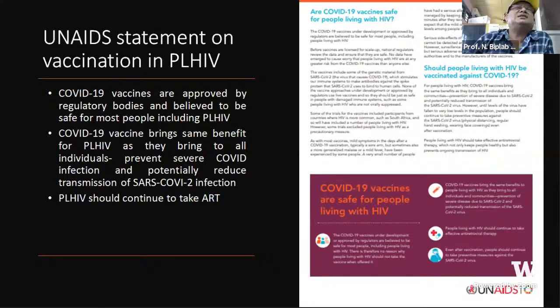Now, what is the stand of UNAIDS for vaccination in PLHIV? COVID-19 vaccines are approved by the regulatory bodies and believed to be safe for most people, including PLHIV. The COVID-19 vaccine brings the same benefit for PLHIV as it brings to all individuals, and it prevents severe COVID infection and potentially reduces the transmission of SARS-CoV-2 infection. PLHIV should continue to take antiretroviral drugs.